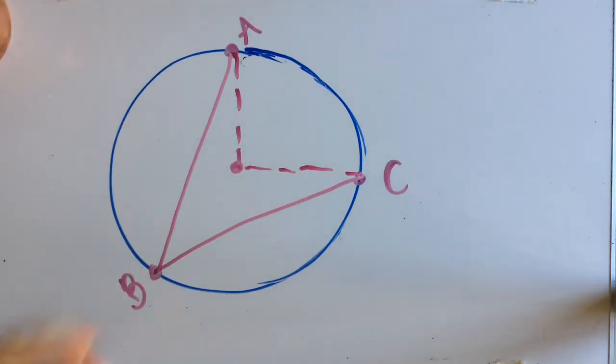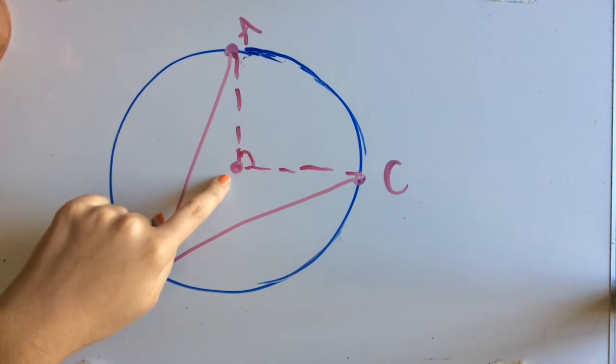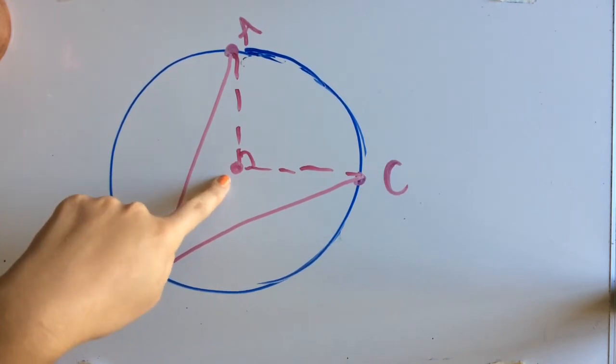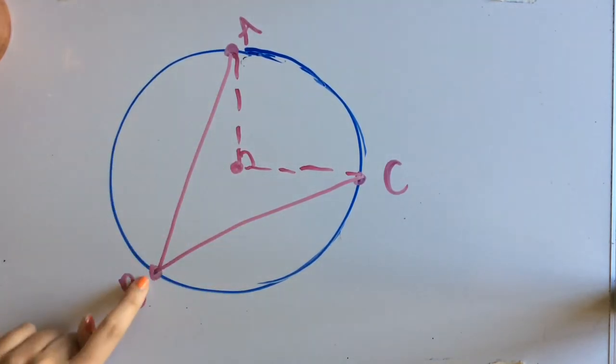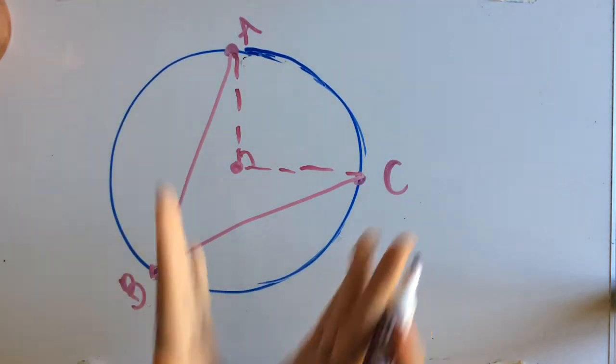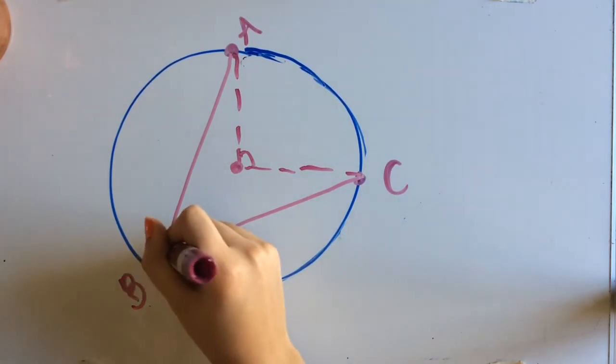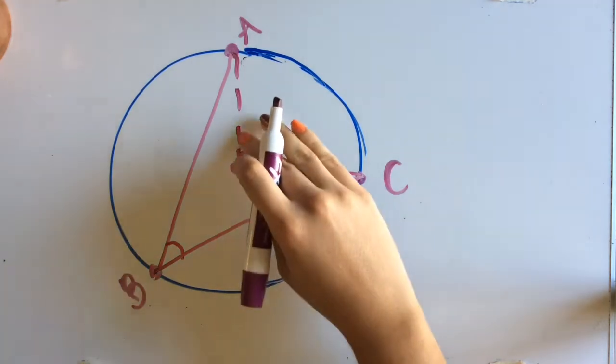These are called central angles, right, where their vertex is right there at the center of the circle. But for inscribed angles, the vertex, or the corner where those two segments meet, is on the edge of the circle. So this angle right here is an inscribed angle.